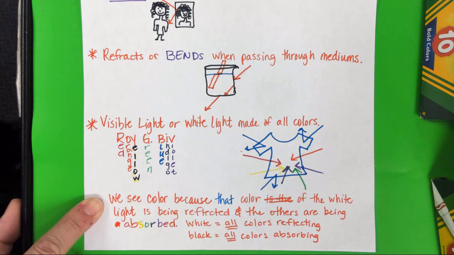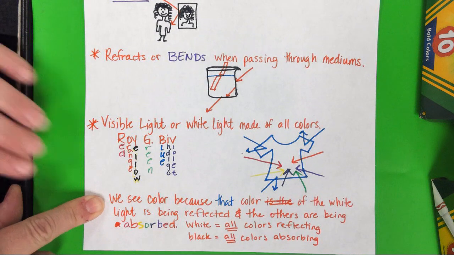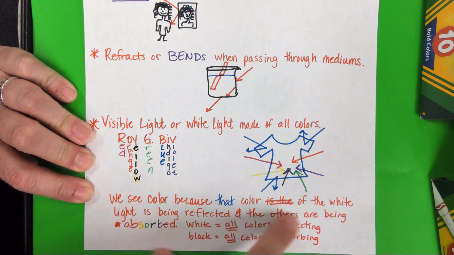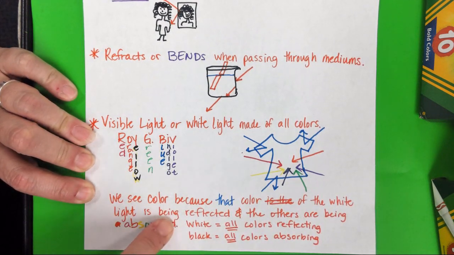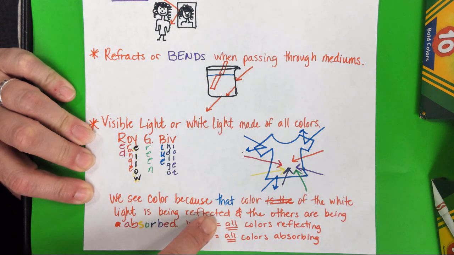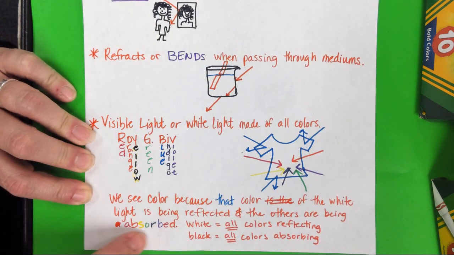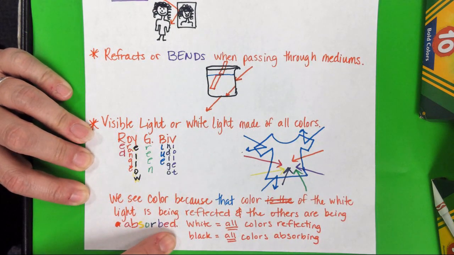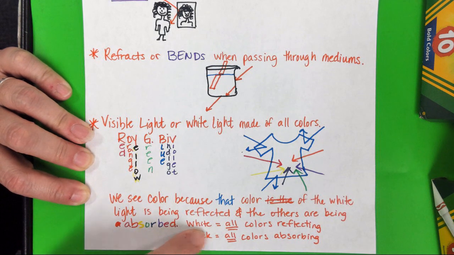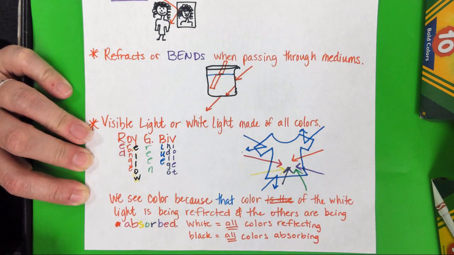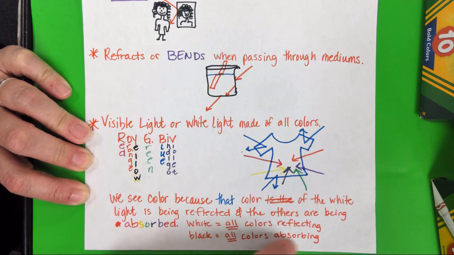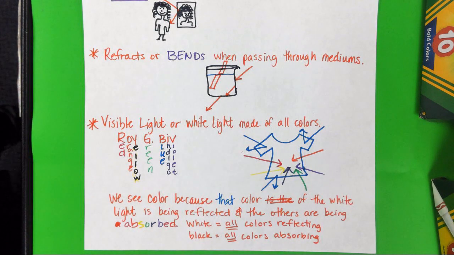Now, we see color because that color of the white light is being reflected and the others are being absorbed. Okay? With white, all the colors are reflecting, and with black, all colors are absorbing. Okay? We're writing that bottom part.